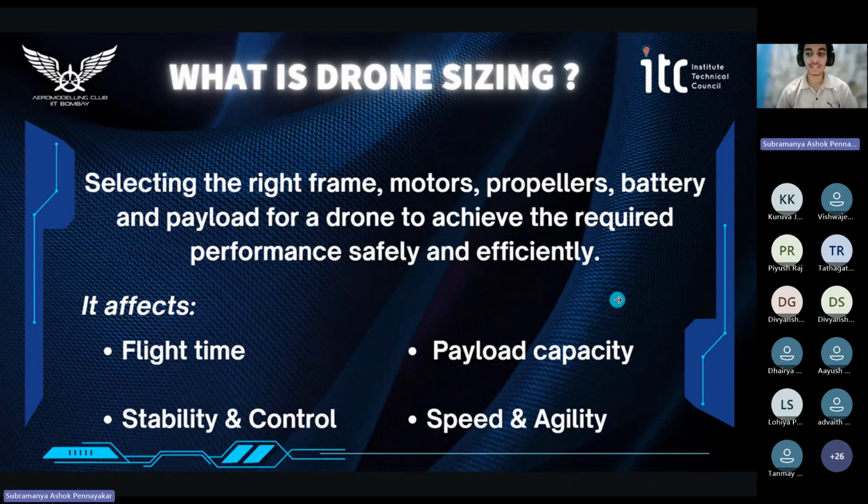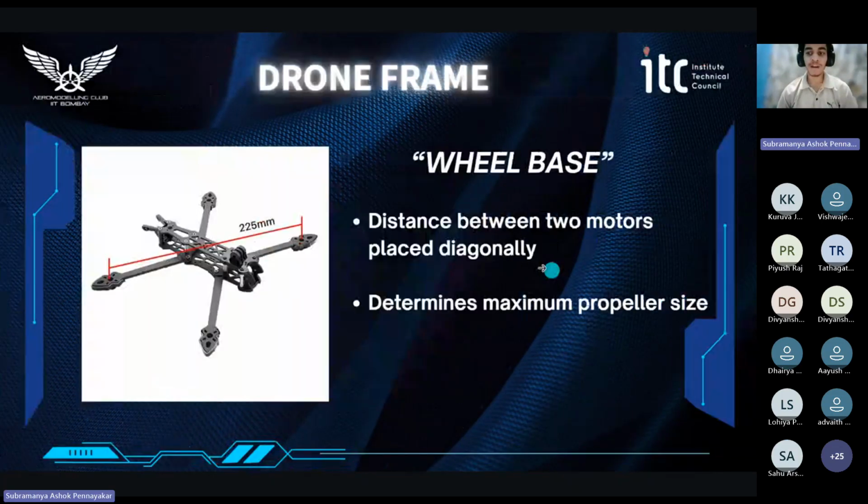So, here's the drone frame. You may encounter this term called wheelbase. It's basically the distance, as I marked in this image, between two motors which are placed diagonally, 225 mm. This is called the wheelbase, and it determines the maximum propeller size.